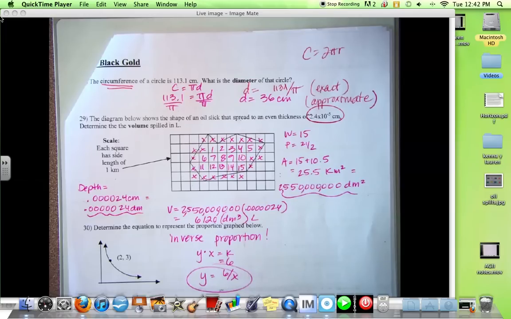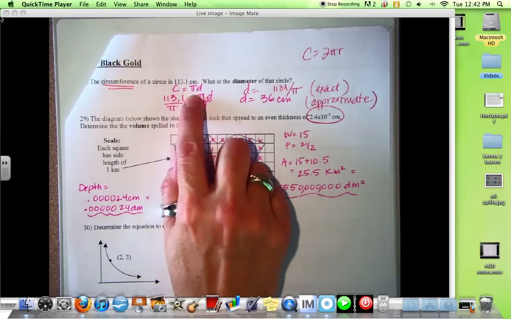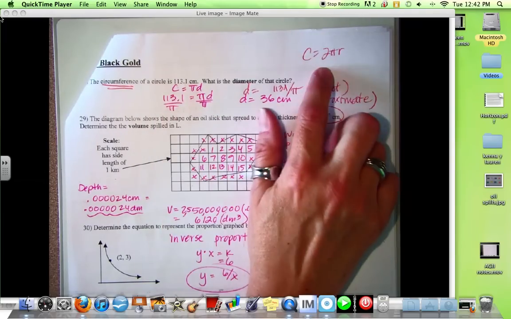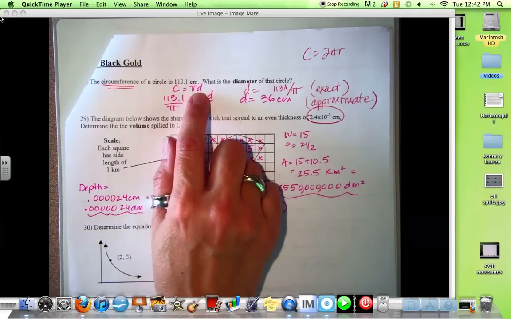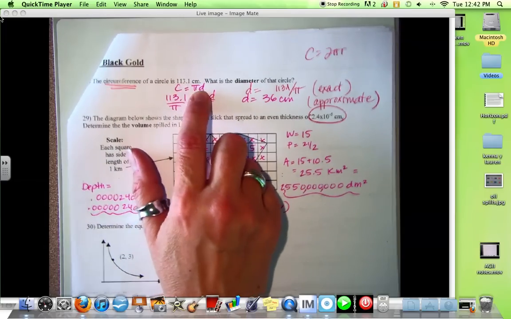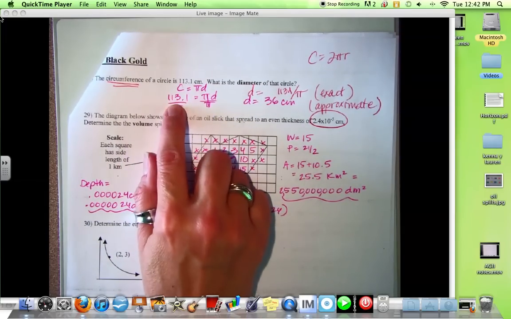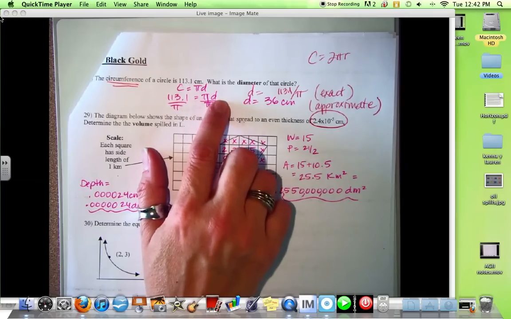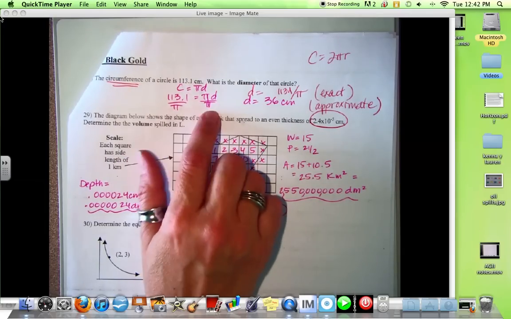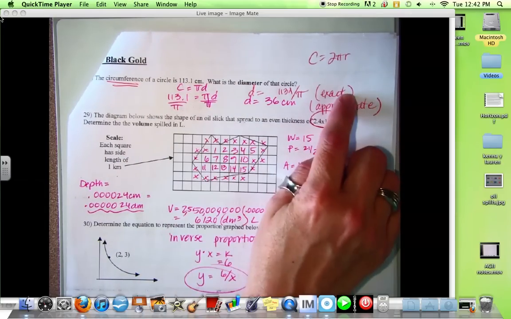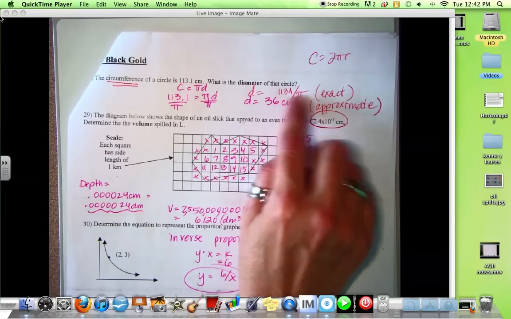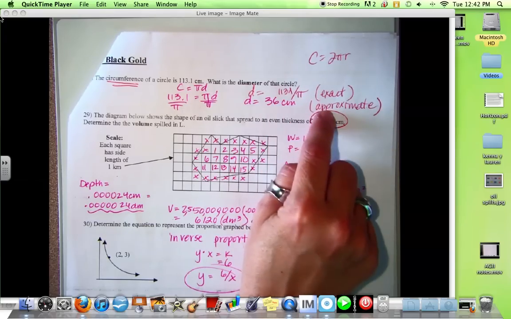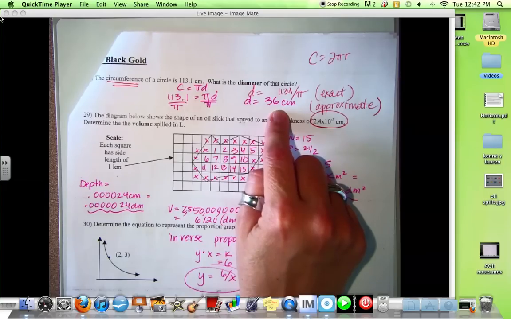The circumference of a circle is 113.1 centimeters. What is the diameter of that circle? Circumference equals pi times the diameter. It also equals 2 pi r. But since we're looking for the diameter, it's easier just to use this formula. So you have 113.1 equals pi times d, divide both sides by pi. The exact answer is 113.1 divided by pi. The approximate answer is 36 centimeters.